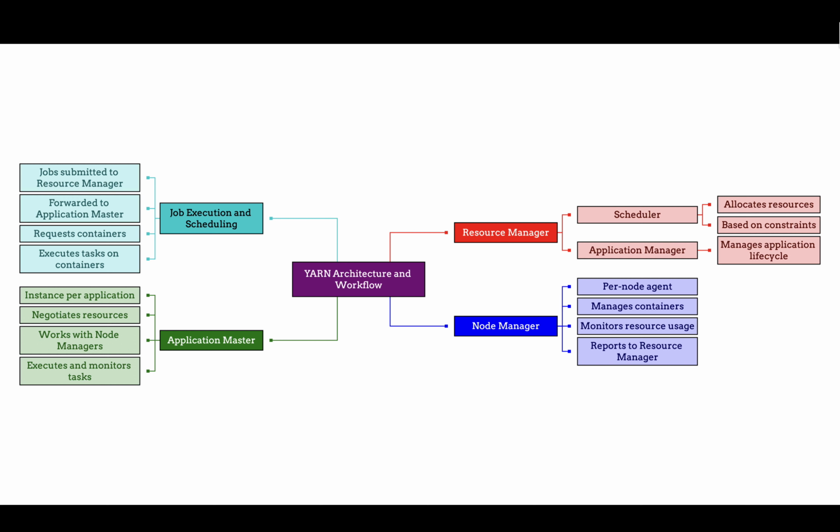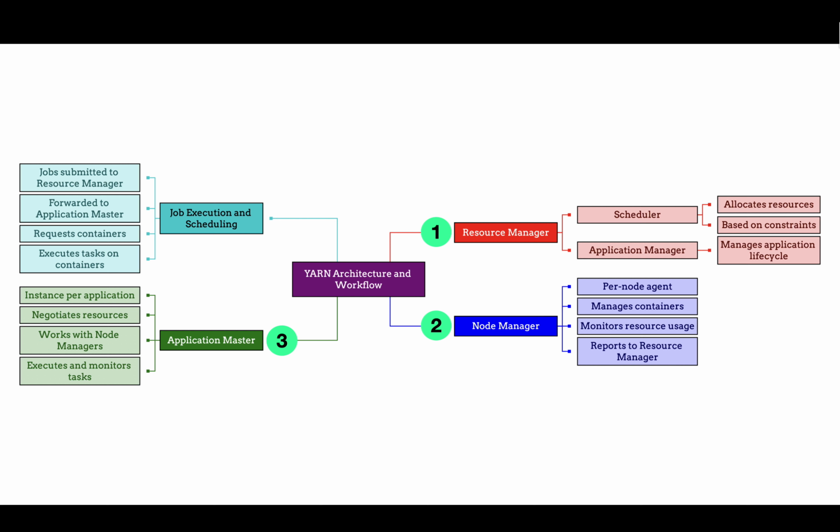YARN architecture and workflow. 1. Resource manager. The resource manager has two main components: the scheduler, which allocates resources based on constraints like capacity, queues, etc., and the application manager, which manages the lifecycle of applications. 2. Node manager. The node manager is a per-node agent responsible for containers, monitoring their resource usage, CPU, memory, disk, network, and reporting the same to the resource manager.